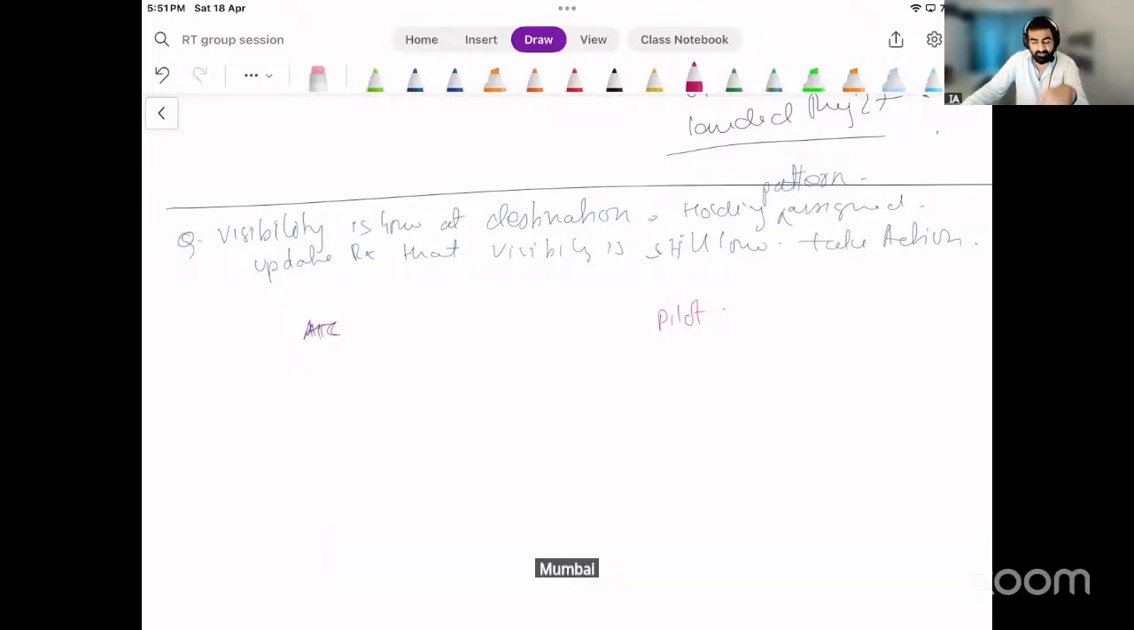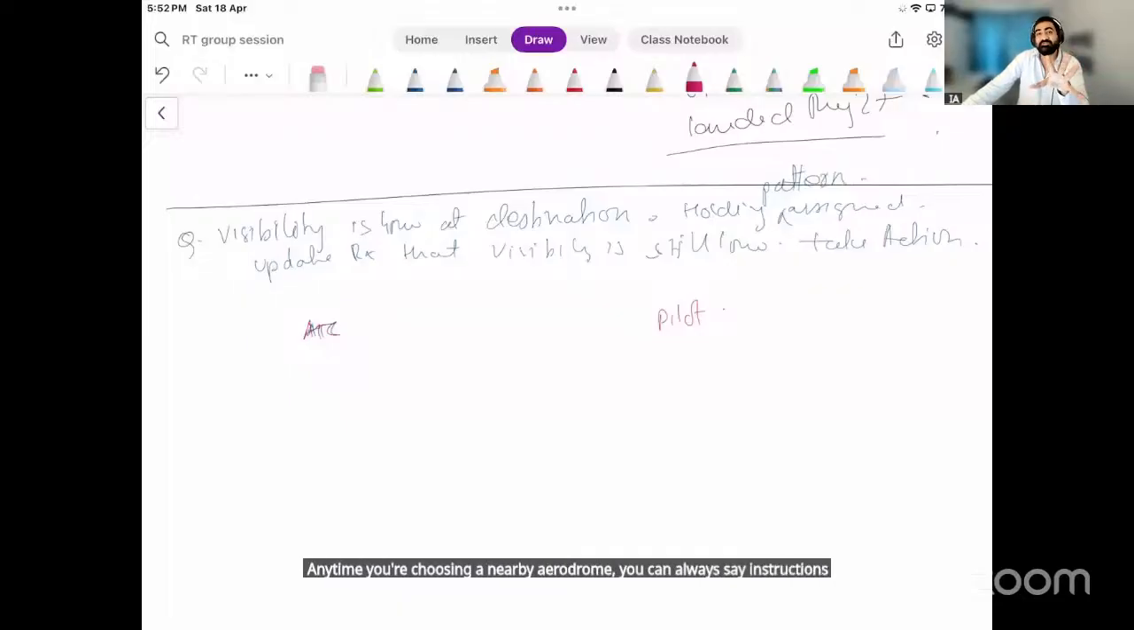Mumbai approach, Air India 123, holding over Ekaba. Aerodrome weather below minima. Aircraft endurance 0030, would like to divert to Pune, ETA Pune 0450. Request instructions to set course to Pune. Anytime you're choosing a nearby aerodrome, you can always say request instructions to set course to that place.